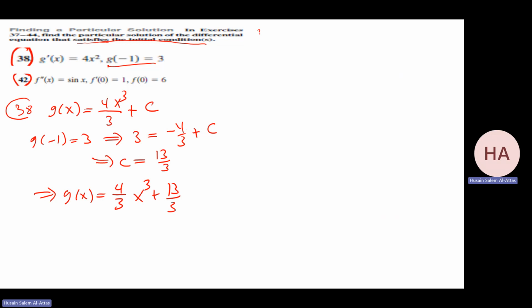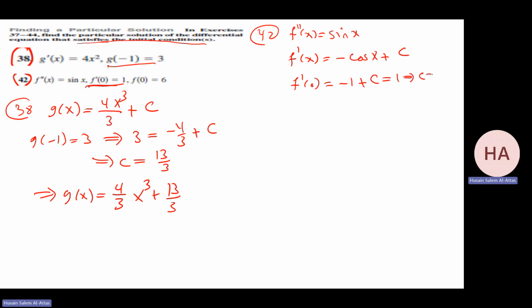Okay. 42. F double prime equals sine x. So f prime will be equal to minus cosine x plus c. I have this condition. So f prime at 0 will be minus 1 plus c. That should be equal to 1. So c equals 2. That implies f prime of x will be equal to minus cosine x plus 2.